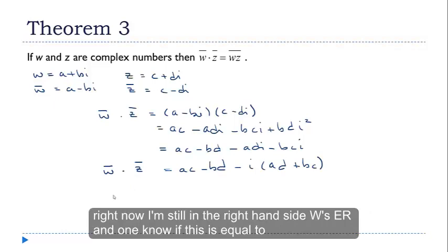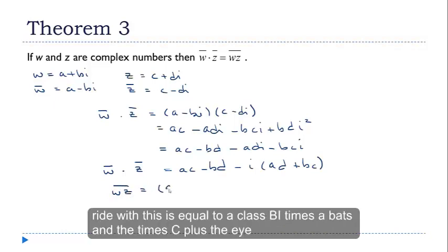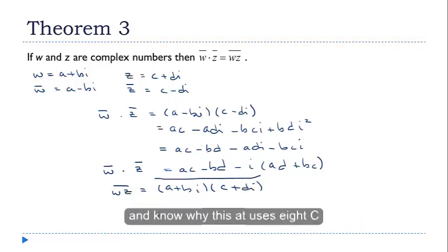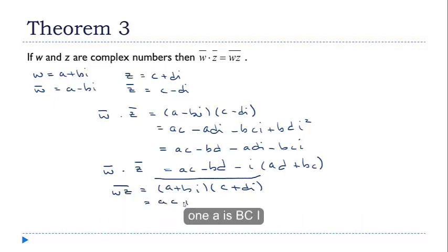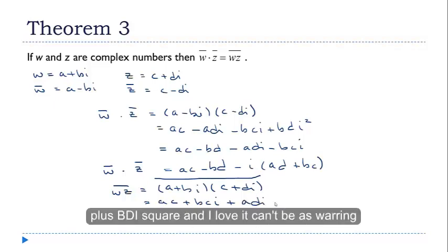Now I'm just going to look at the right-hand side, WZ bar, and I want to know what this is equal to. Well, this is equal to A plus BI times C plus DI conjugate. I've got to multiply this out. This is AC plus BCI plus ADI plus BDI squared, and I want the conjugate of this whole thing.